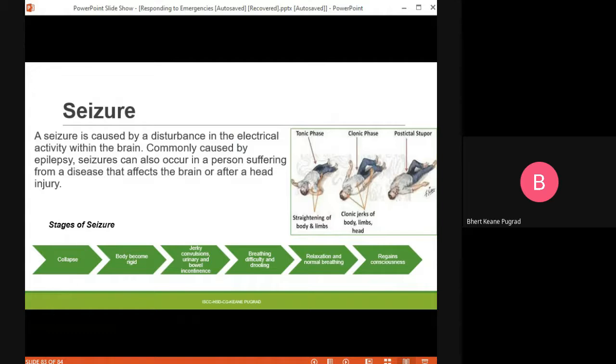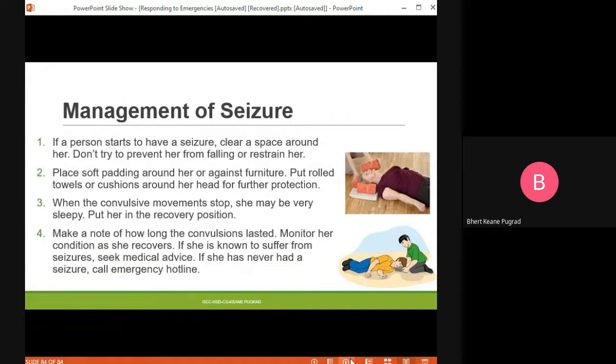So ano yung mga stages of seizure? Una, magko-collapse yan. And then the body becomes rigid, tonic phase. The body has jerky movement, clonic phase, followed by breathing difficulty, drooling, and then the patient would turn relaxed and regain consciousness. That's your post-ictal phase. So what are our management?